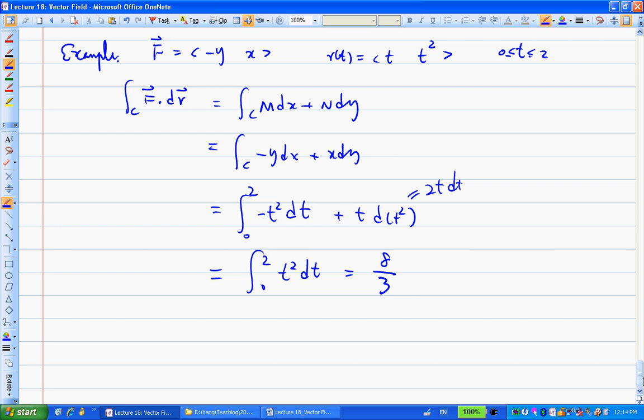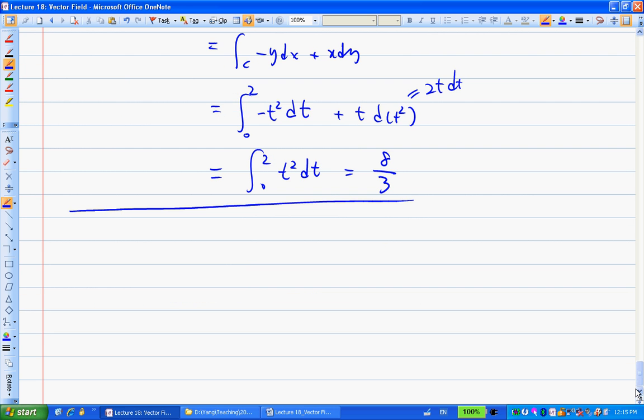Okay, so let's look at an easy one here. This is very easy. This doesn't really need a calculation here. Let's just look at this question here, right? F equal to x, y, okay. And the C is x squared plus y squared equal to a squared, counterclockwise.